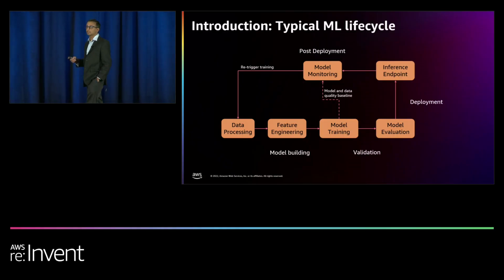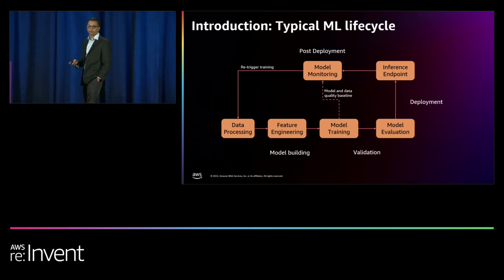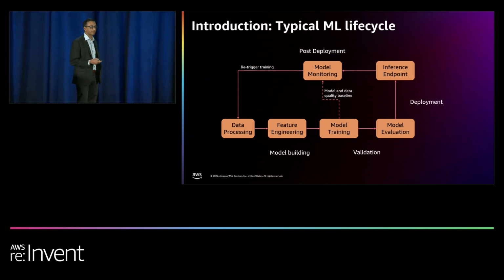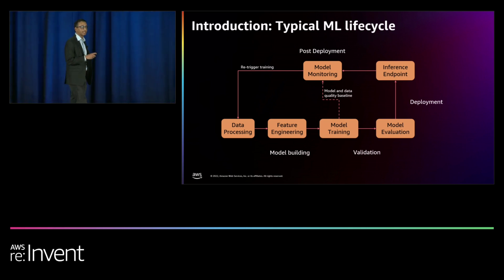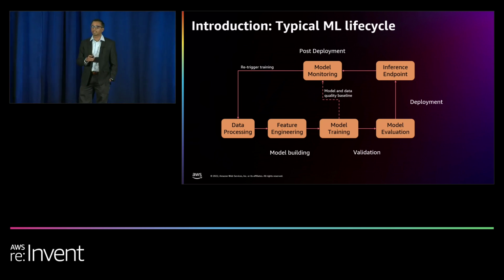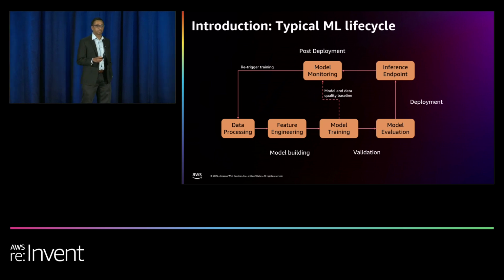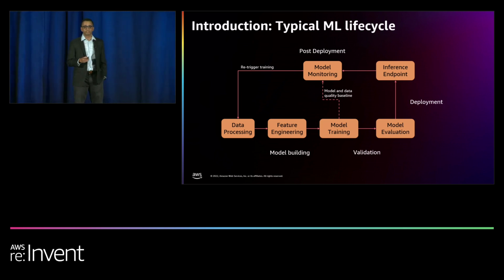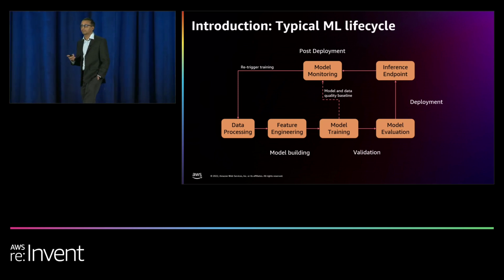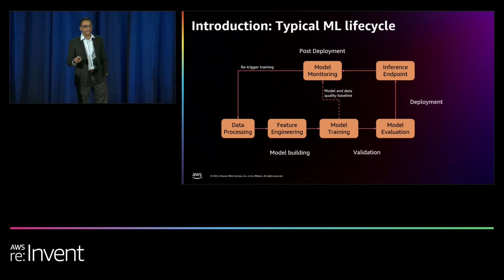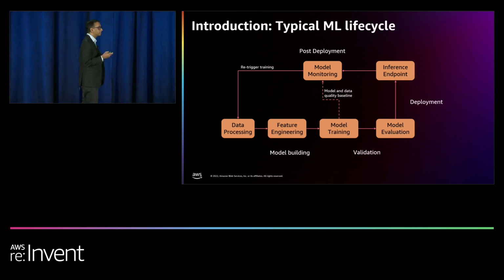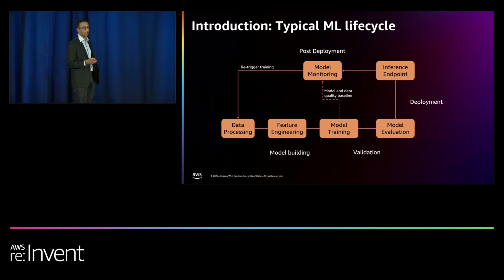So as we all know, machine learning is a very iterative process, right? So this diagram should be very familiar to you. So if we take a high-level view of this diagram, we can break it down into three phases. Right? First is the model building phase, which consists of the data processing, feature engineering, and model training. And so at the end of the model training step, what you have is a trained model artifact. And from here, we go into the model validation and deployment step.